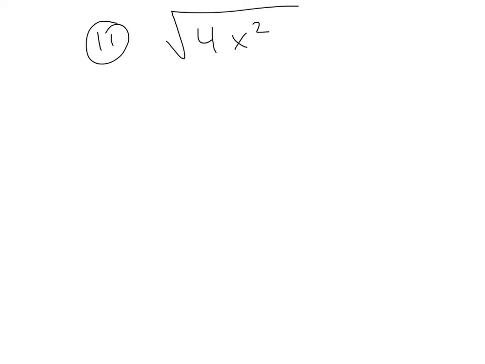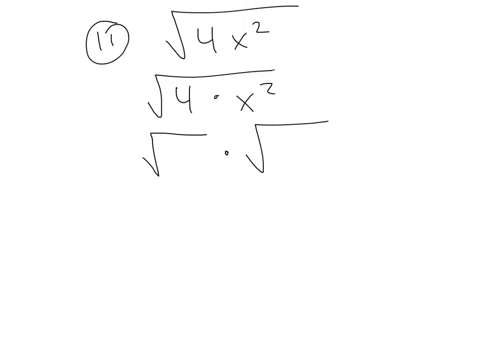Well, what does that say? Well, it means the positive square root of 4 times x squared. So we could rewrite that as the square root of 4 times x squared. We haven't changed anything yet. We're just restating what's there. But what does the product property of square roots say? Well, it says if I have a bunch of stuff multiplied together inside a square root, I can break it up into something like that. So I'm going to break it up into the square root of 4 times the square root of x squared.